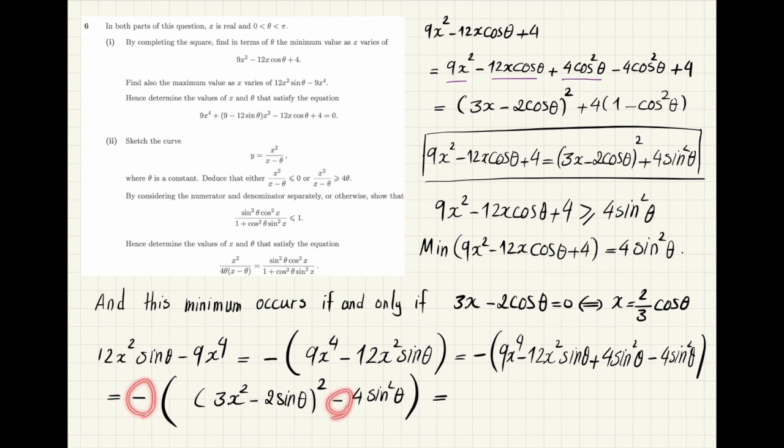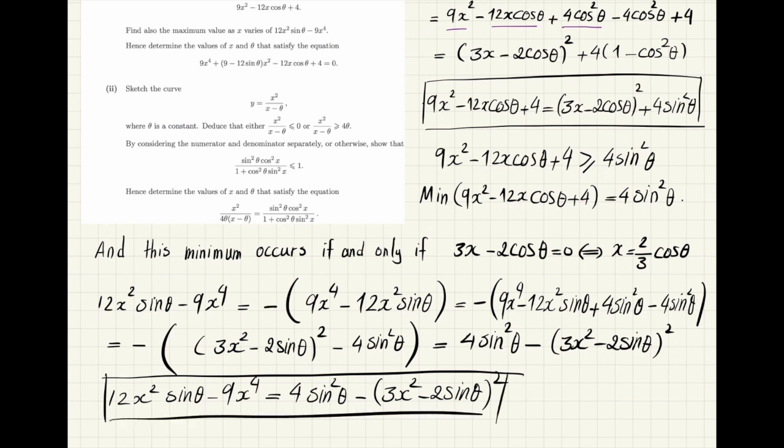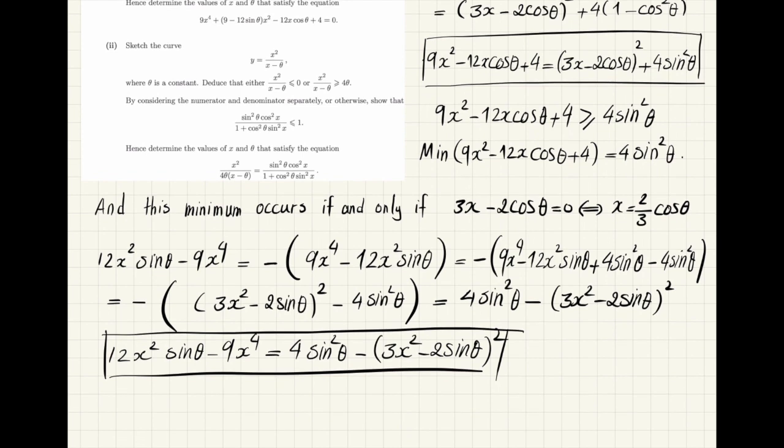Okay? And then now I can multiply this negative sign back. So negative sign by negative sign becomes positive. It becomes 4 sine to the power of 2 theta minus 3x squared minus 2 sine theta to the power of 2. Yes. So what we got is this: 12x squared sine theta minus 9x to the 4 can be written in this form: 4 sine squared theta minus 3x squared minus 2 sine theta to the power of 2. Yes, so this is the expression that we get for this new expression. Okay, but now you realize that again, because of this even power 2, this expression is greater than or equal to 0. So if I consider the whole thing, it becomes less than or equal to 0.